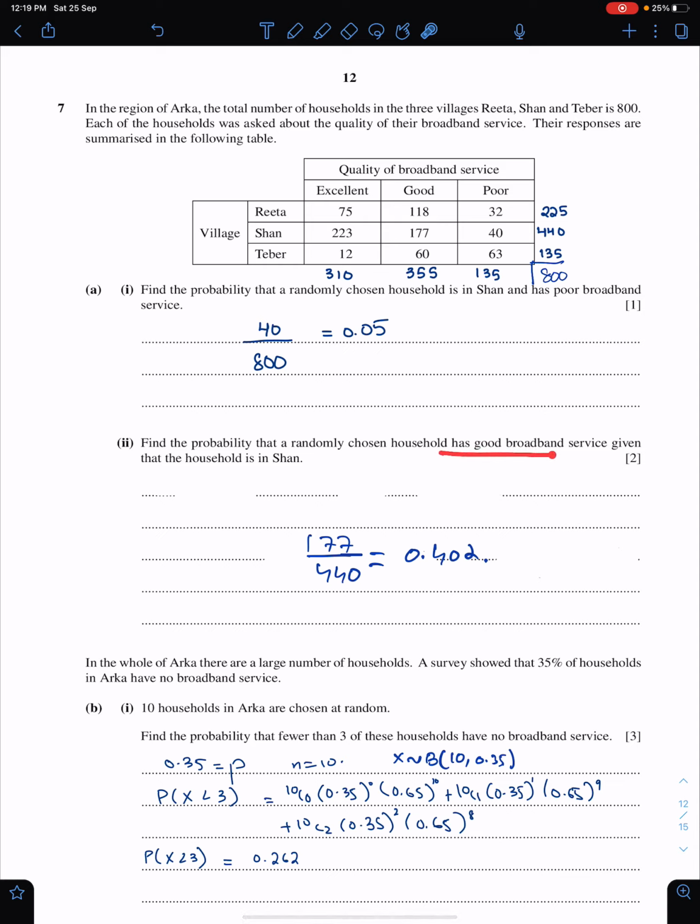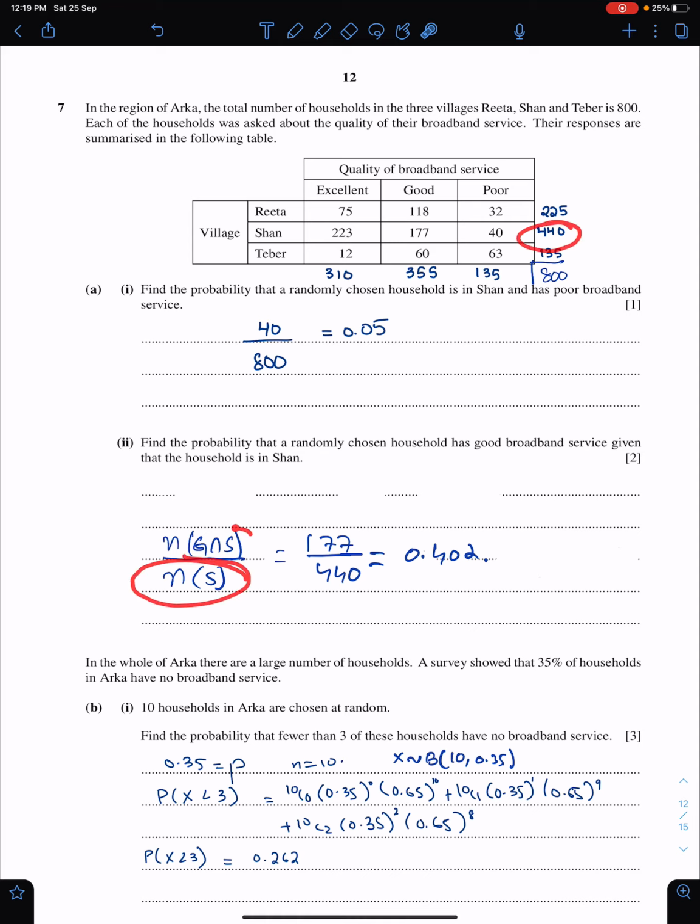See, good broadband service, given that the household is in Shan, so this is the denominator and this is the common part. You can do this in this way: probability of good broadband intersection Shan divided by probability Shan. So the total number for Shan is 440. Or you can do this in this way as well: n(S) is 440 and n(G intersection S) is 177. This is the easiest way to solve this question.